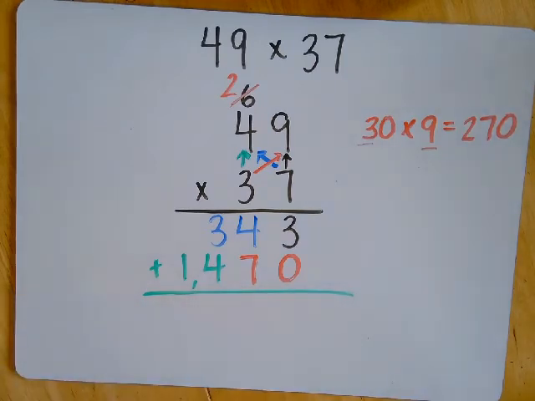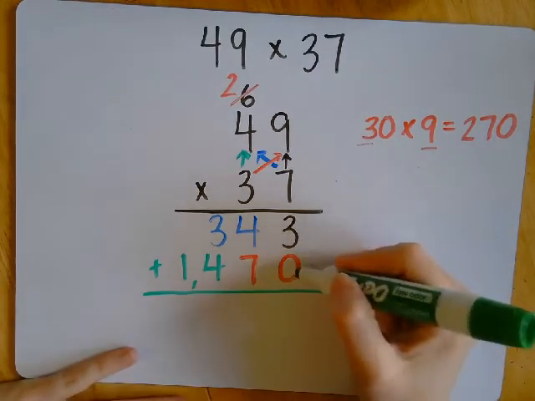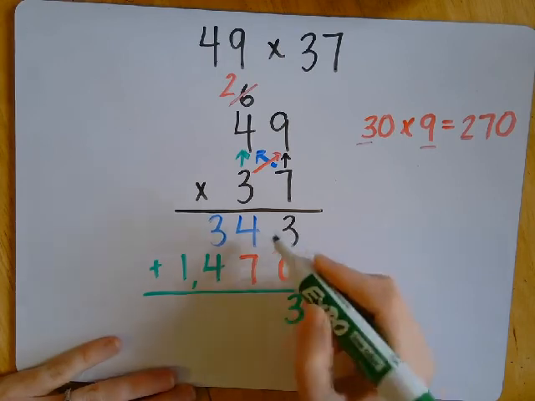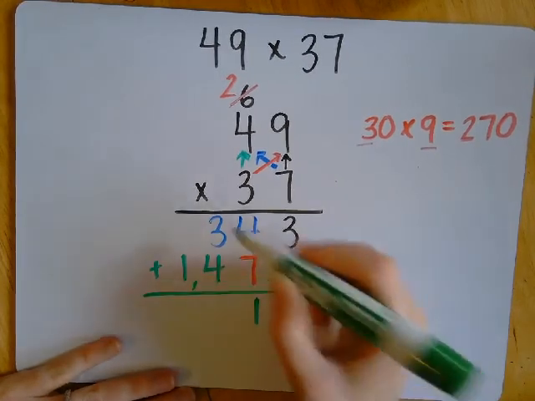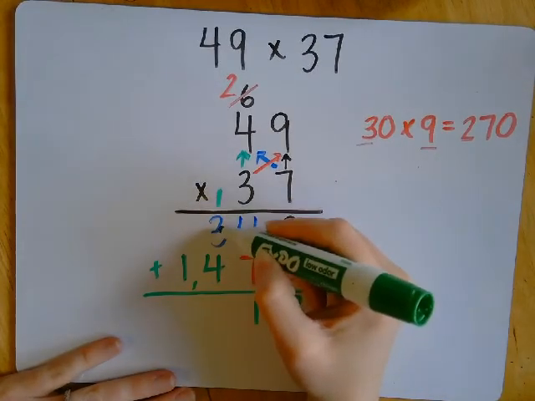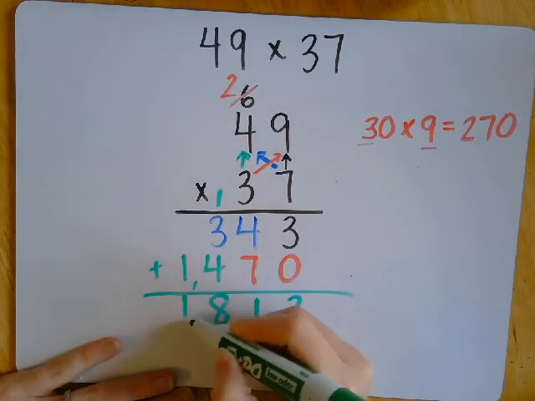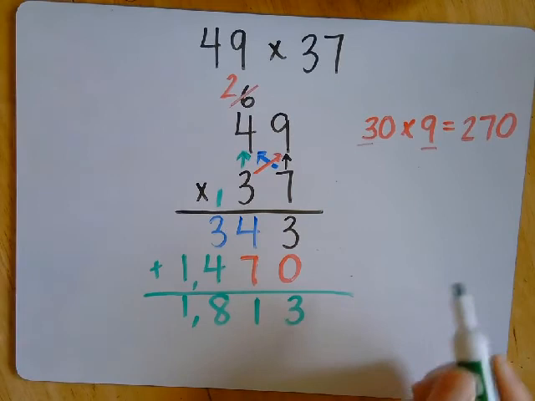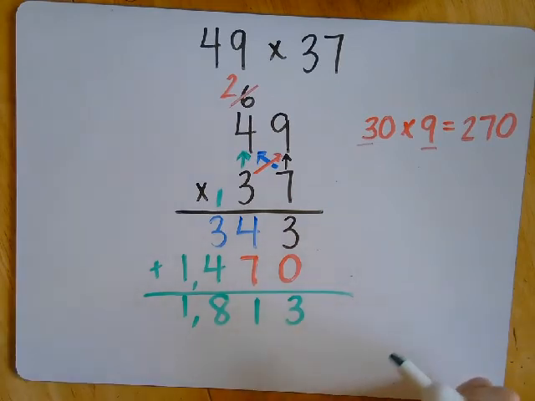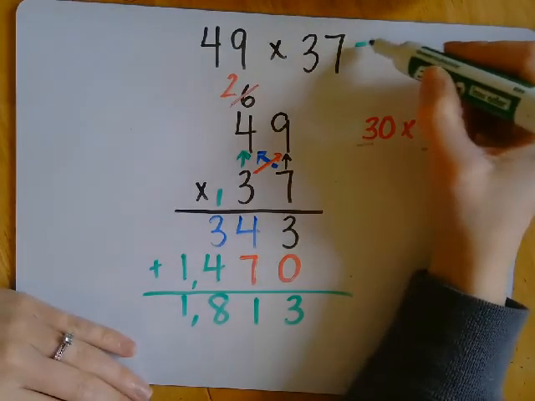Now I can add those together. 3 plus 0 is 3. 4 plus 7 is 11. 1 plus 3 is 4, plus 4 more is 8. Nothing plus 1 is still 1. So 49 times 37 is 1,813.